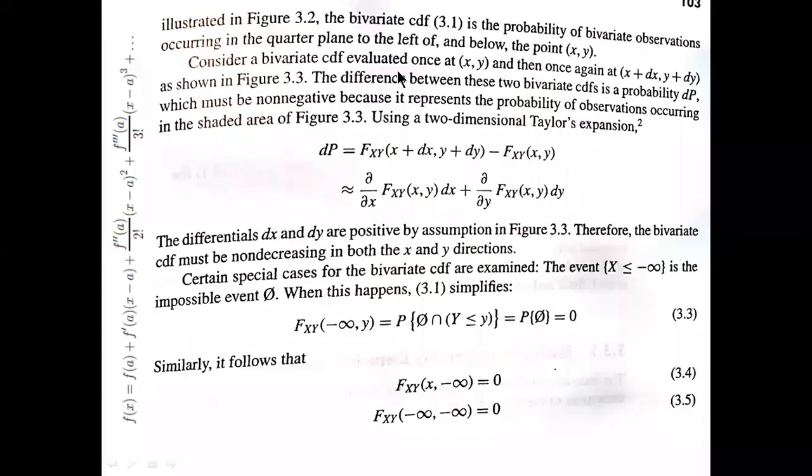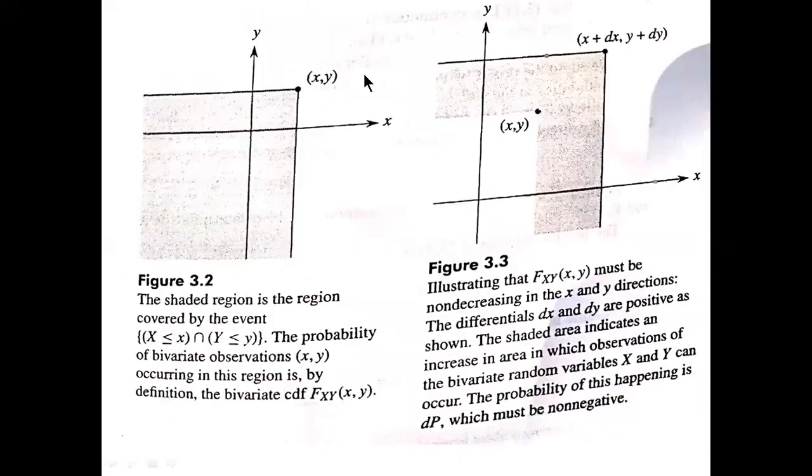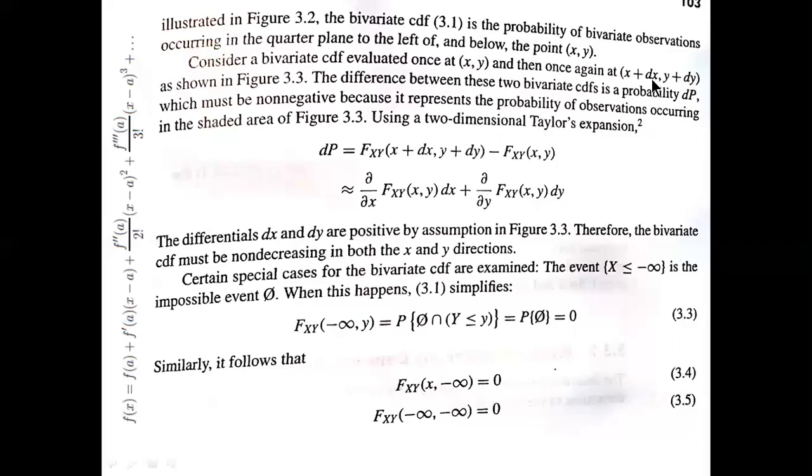So consider a bivariate CDF evaluated once at x comma y, and then once again at x plus dx comma y plus dy, as shown in figure 3.3. In figure 3.3, if you see over here, we can consider x plus dx comma y plus dy. So you evaluate it at x comma y, and again you evaluate it at x plus dx and y plus dy.